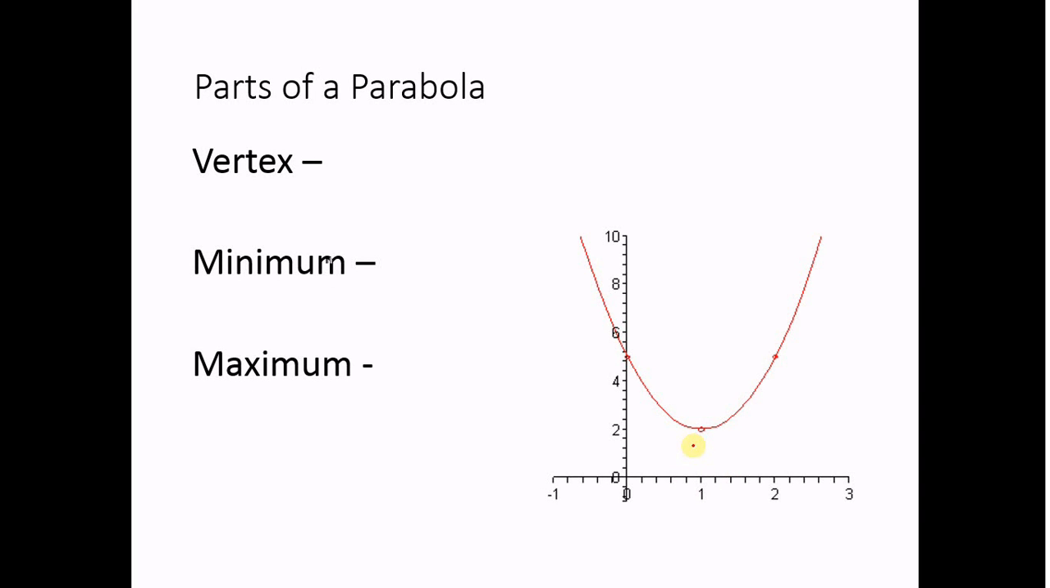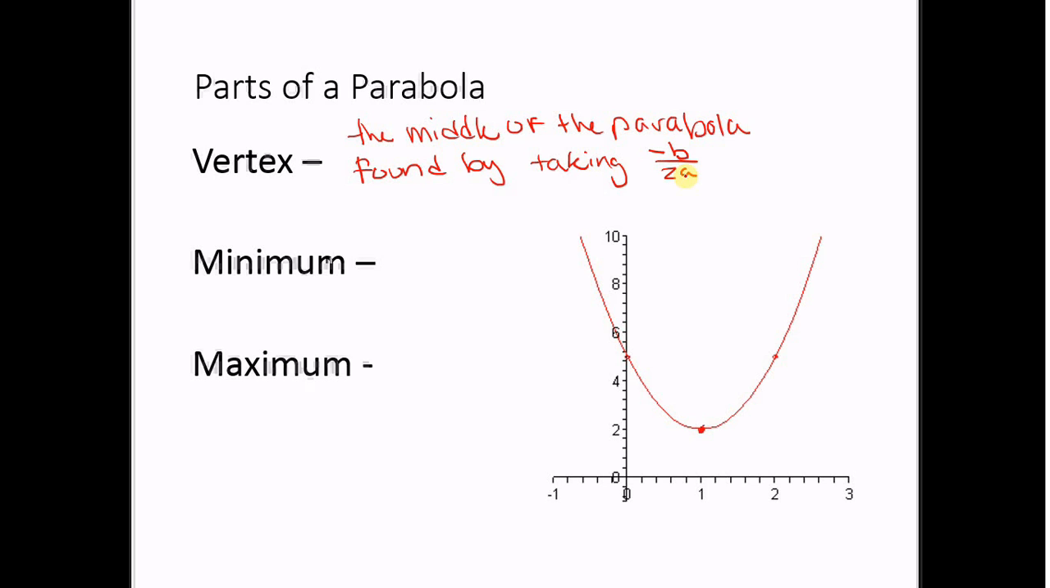Now, parts of a parabola that you want to know about. The vertex is the middle of the parabola. This vertex would be right here. See how it's the bottom point? One other thing that's cool about it is you can find it when you don't have a graph. It is found by taking negative b over 2a to find the x. So negative b over 2a gives us the x value of our vertex. Once you find the x value, you plug it back into the equation to find your y. It's pretty simple, actually.